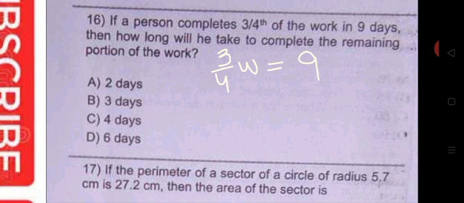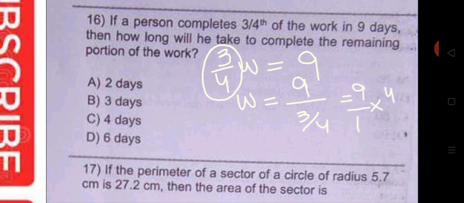Therefore, total work completed would be equal to, we reciprocate this, that is, 9 divided by 3 by 4. When solving, this comes out to be 9 divided by 1 into 4 divided by 3. 3 ones are 3, 3 threes are 9, 3 fours are 12. So it takes 12 days.